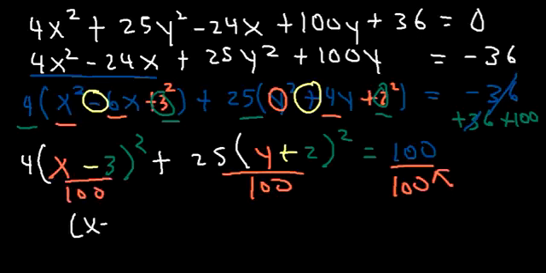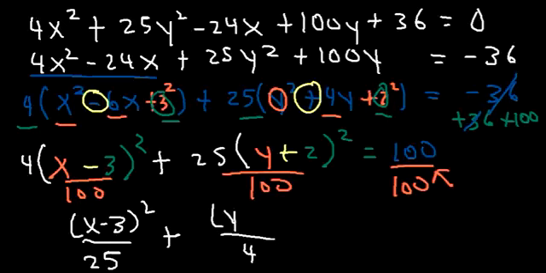So we have x minus 3 squared. So 4 over 100, divided backwards: 100 divided by 4 is 25. But since you divide it backwards, 25 goes in the bottom. 100 divided by 25 is 4. And 100 divided by 100 is 1.